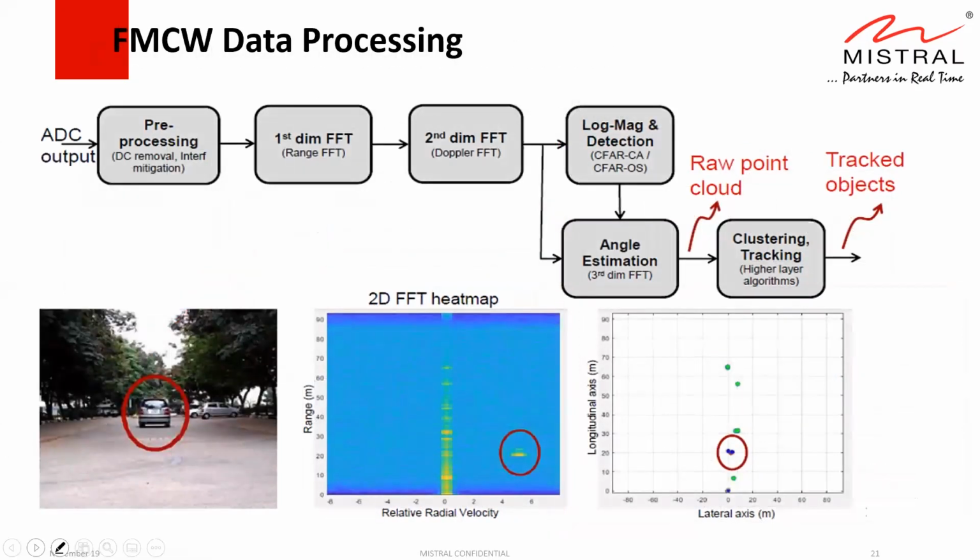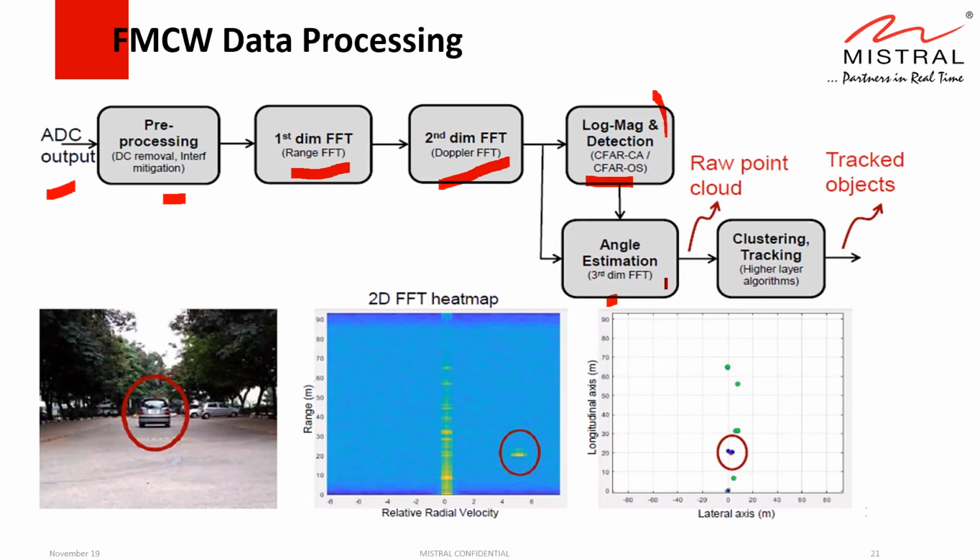What is the flow of data processing? When you get the ADC data out, you do the initial level of filtering, and the unwanted data and DC are removed. Then we do the range FFT, the first one-dimensional FFT with the range information. The range information is grouped, and we do the two-dimensional FFT for the Doppler shift. The FFT data are used for other processing algorithms like CFAR or log magnitude to find the objects, and the same buffer is used when you do the three-dimensional FFT.